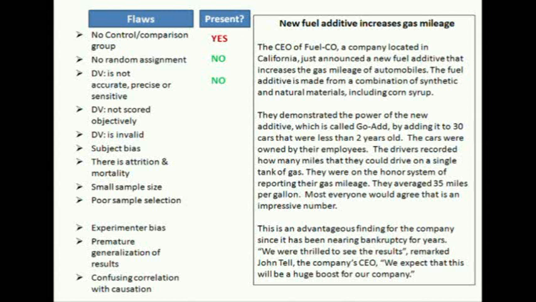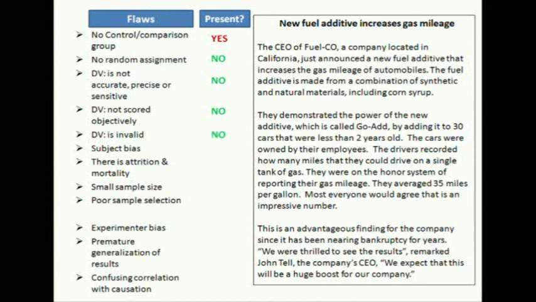I think that the dependent variable was not objectively scored. They could have lied. Amy, we're going to get to that a bit later. This refers to the scores. The scores were the miles driven per gallon of gas. And I think this is an objective score because it doesn't require any human judgment. So I don't think objective scoring was a flaw. The dependent variable seems to be valid. They were measuring miles per gallon.